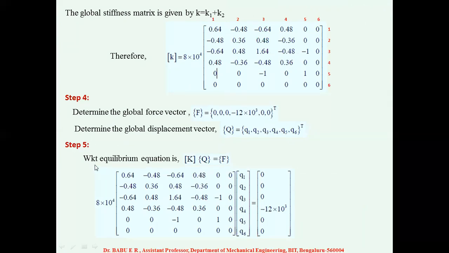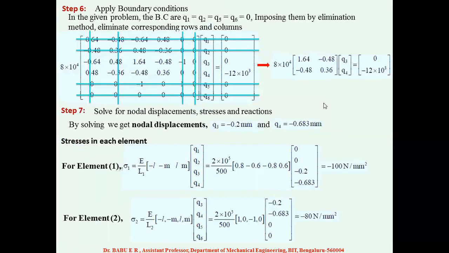After this, you write down the equilibrium equation, which is represented as K into Q equals F. So this is the global stiffness matrix multiplied by the displacement vector, which equals the global force vector. After writing the equilibrium equation, you have to apply the boundary conditions.